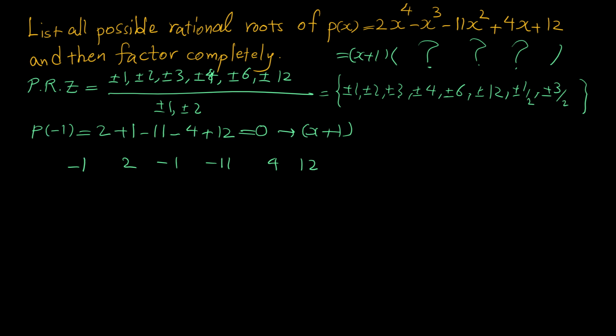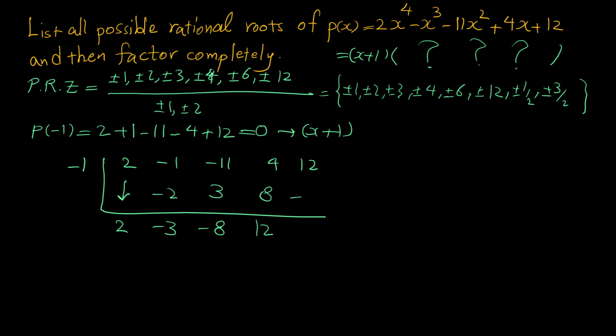Now for doing the synthetic division, we start. Write down the 2. 2 times -1 is -2. Add these to each other, so it's -3. Multiply -3 by -1 is 3. And -11 plus 3 is -8. -8 times -1 is 8. 4 plus 8 is 12. 12 times -1 is -12, and we get 0, as we expected. This shows that the polynomial that was unknown to us is 2x to the 3 minus 3x to the 2 minus 8x plus 12.